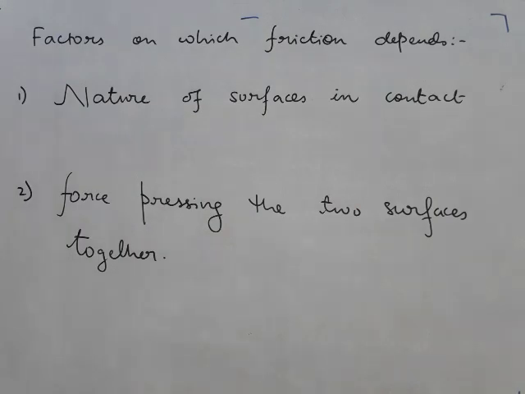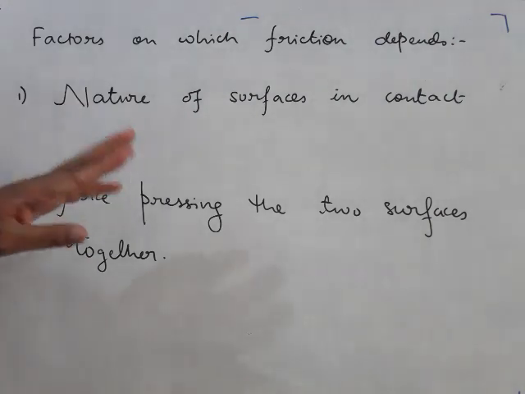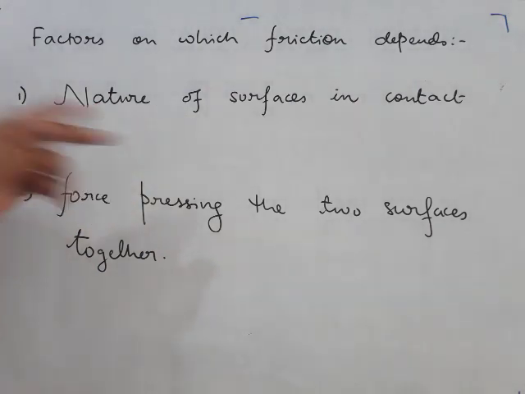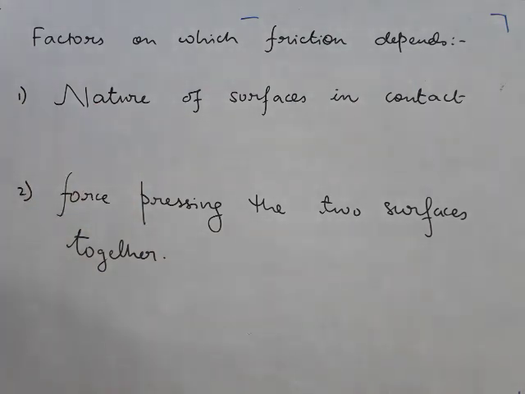Now let me discuss what are the factors on which friction depends. I have not yet discussed the cause of friction, that I will discuss in the next class. Today I would devote some time to discussing factors on which friction depends. Two factors I have written on the board. The first factor is the important one: friction between two surfaces will depend upon the nature of those surfaces. Different types of surfaces will offer different amounts of friction.